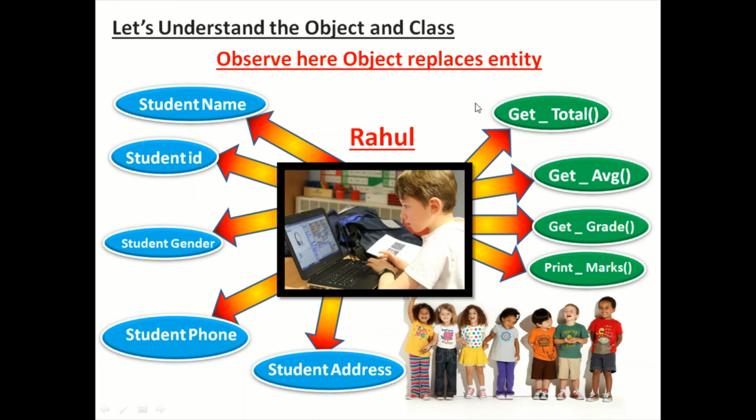As well as here I am calling some functions, which are the get total function, get average function, get grade function, and print marks function. Once I have written them for one class, these functions will be inherited by all the students who come under that particular class. After finishing this Rahul information, we should go for the next student, yes or no? Assume the next student's name is Adya. We have to write for the next student. Similarly, we have a chance to inherit the fields as well as the methods.